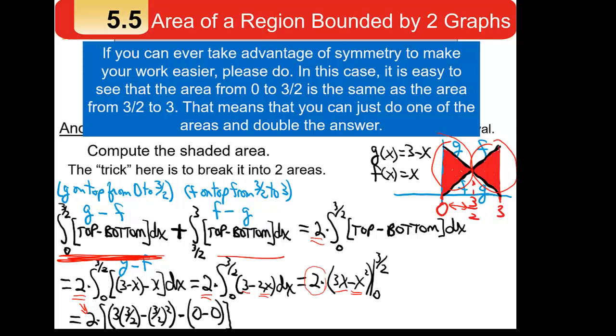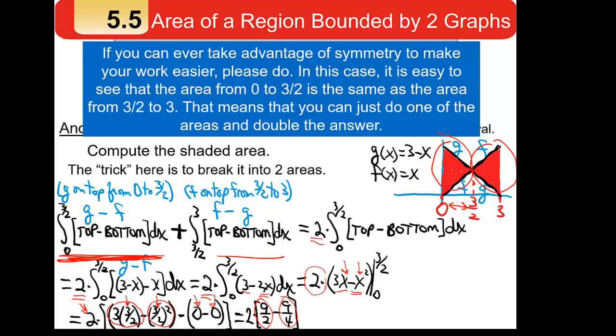So if you plug 3/2 in place of x, you'll get 3 times 3/2 minus 3/2 squared, minus, and then when you plug the 0 in, you get 0 both places, so you just get zeros everywhere. That makes it nice. So when all's said and done, you've got the 2 still there because you're doubling. 3 times 3/2 is 9/2. And when you square 3/2, you get 9/4. So you end up doubling 9/2 minus 9/4.